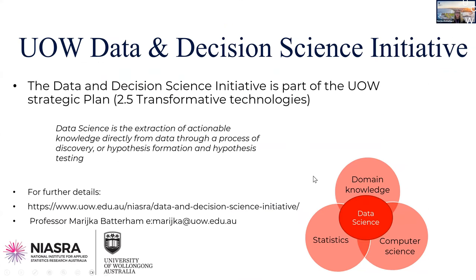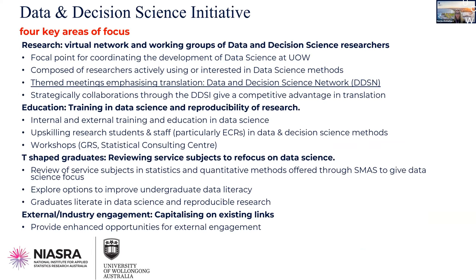So the UOW Data and Decision Science Initiative, which is why we're here today, is part of our UOW strategic plan, and it's part of section 2.5 on transformative technologies. We have a website, or you can contact me directly if you want to know more about the initiative. The initiative has four components, and the first one is to do with research, and that's creating a virtual network of working groups and data science researchers within UOW. As part of that network we have themed meetings which emphasize translation. So this is one of the meetings today where we can get people together who are interested in the data and decision science network. We have a guest speaker, or we talk about a topic of interest, and then we have a bit of discussion afterwards.